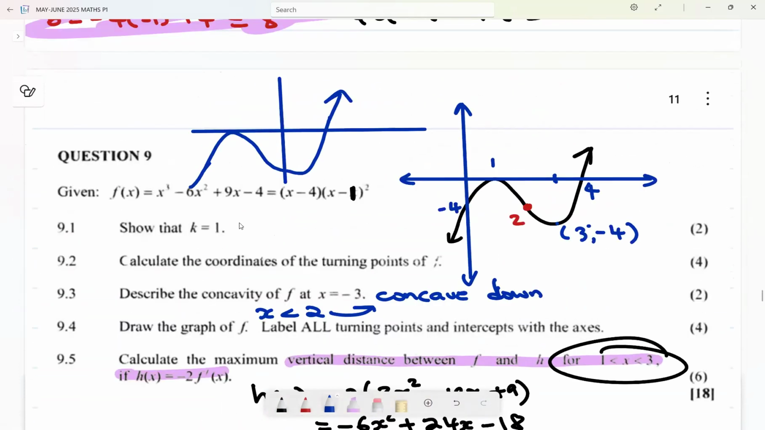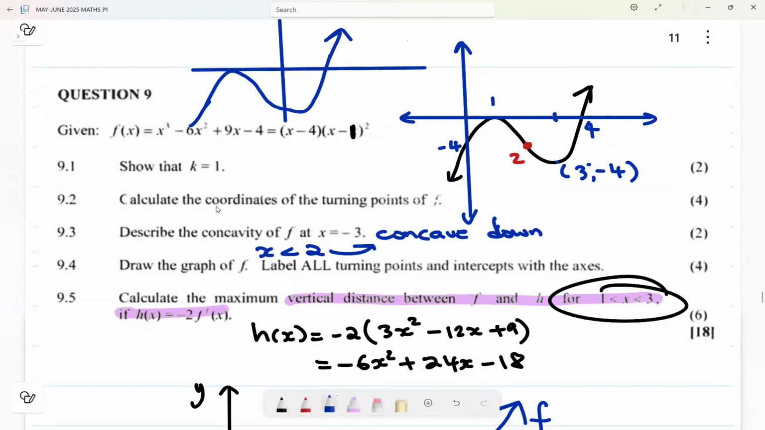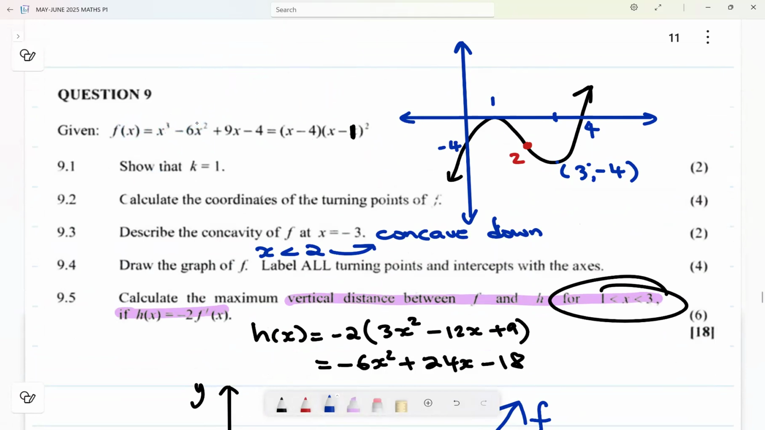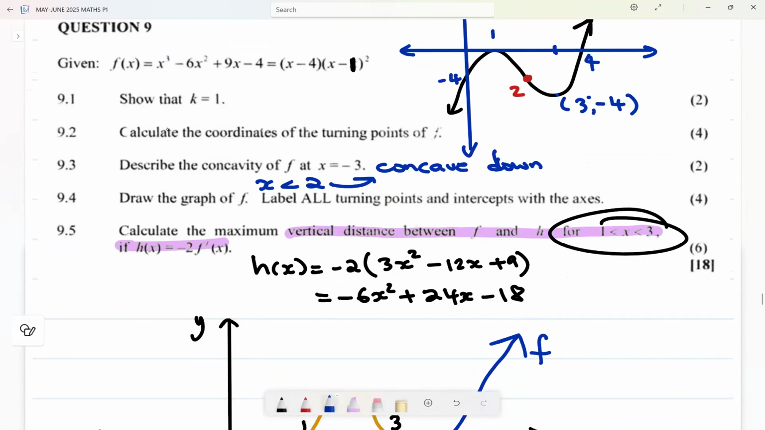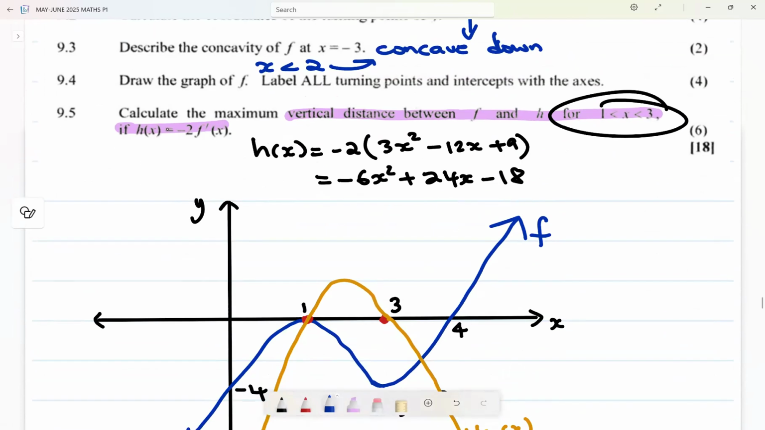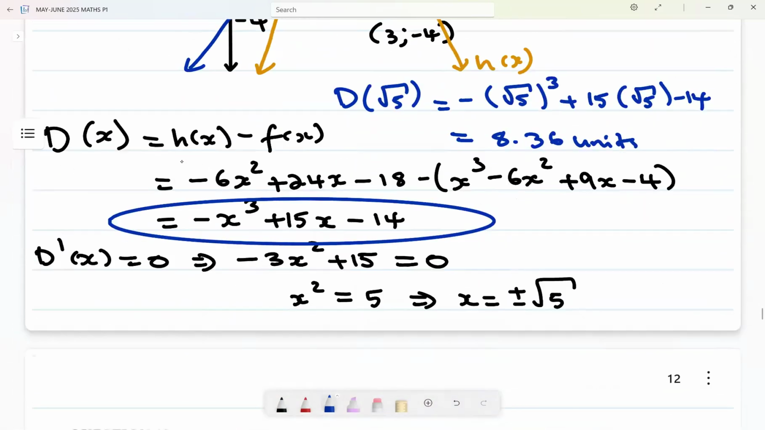Negative 2, the derivative of this one. Okay. 3x squared minus 12x plus 9. Okay, sharp. And then I just multiply that by negative 2, negative 6x squared plus 24x minus 18. Oh, it's sharp. Everything is fine, guys. So yeah, the answer it is this one, 8.36.